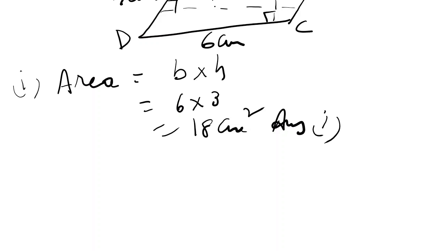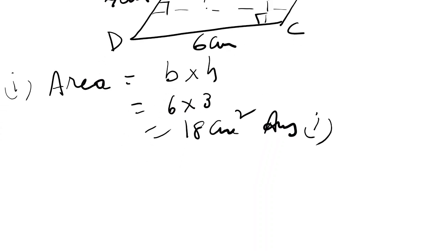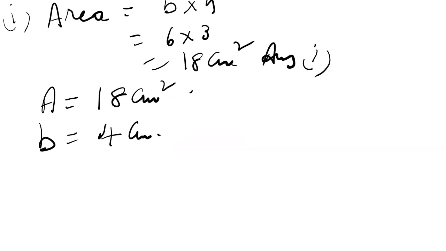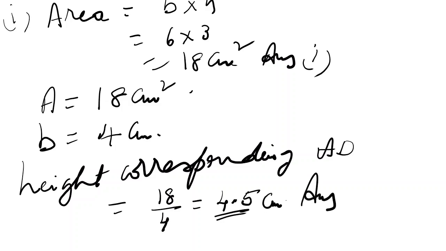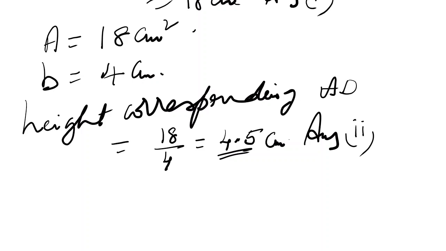Okay. Now we have to find the height corresponding to the base AD. So 4 centimeter is AD. But the area will remain same. So area is equal to 18 centimeter square and base AD is 4 centimeter. So height corresponding to AD will be area upon base, that is 18 upon 4. So 4 4s are 16, 2 remains, decimal, 4 5s are 20. So 4.5 centimeter. This is your second answer. Clear? Now you do these sums as homework, questions for practice.